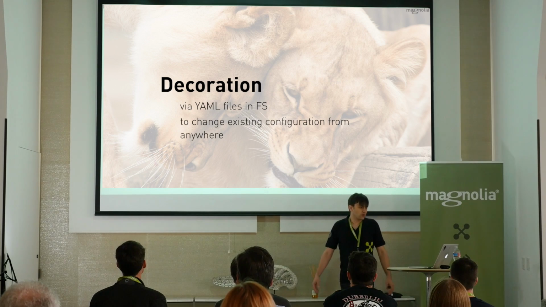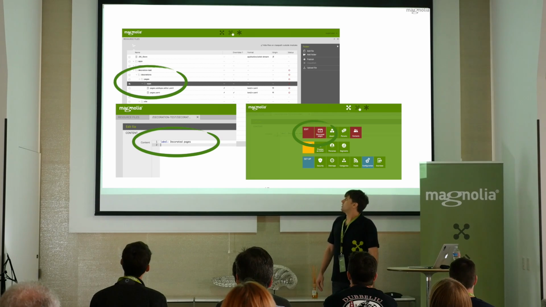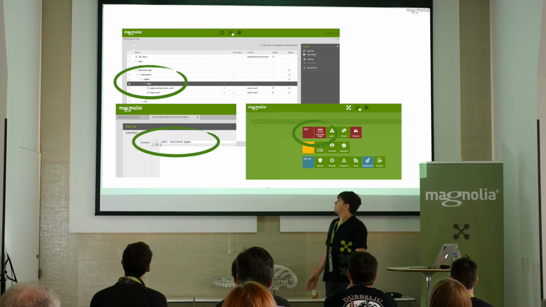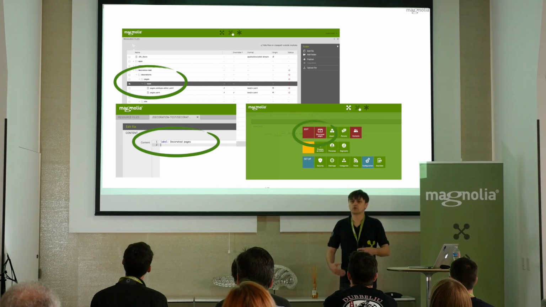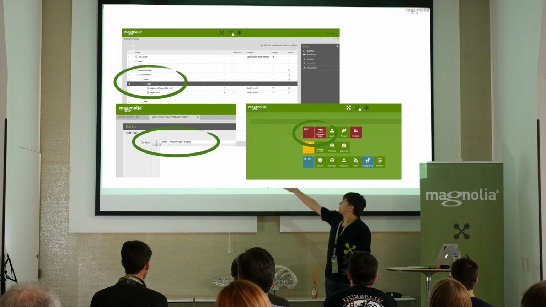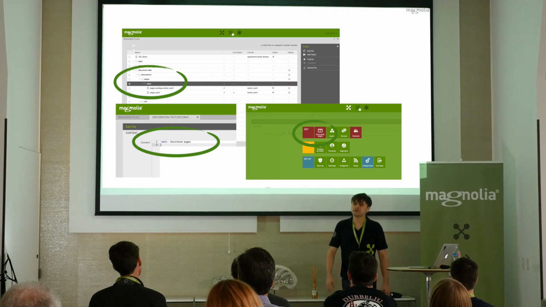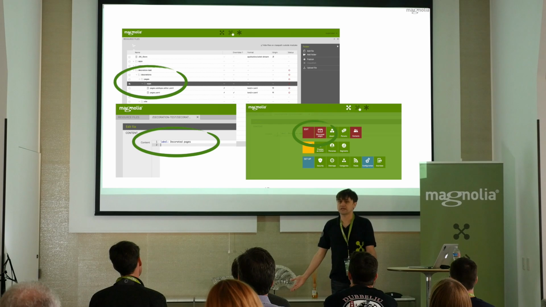Decoration, fancy word. Let's call it external modification, right? What this allows you is to create the smallest snippets of configuration files and change configuration which resides elsewhere. For example, here, in my test module, I have the file which is changing the label. It contains just this single label, and it's changing the pages app label elsewhere.